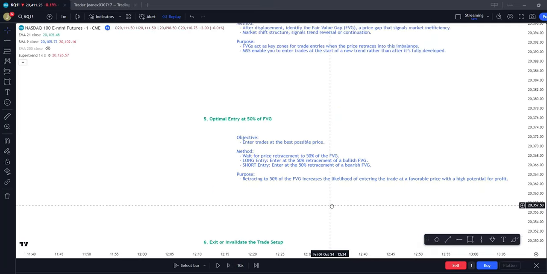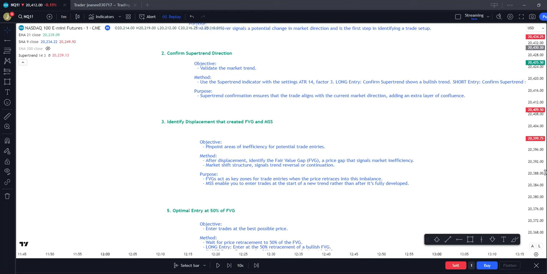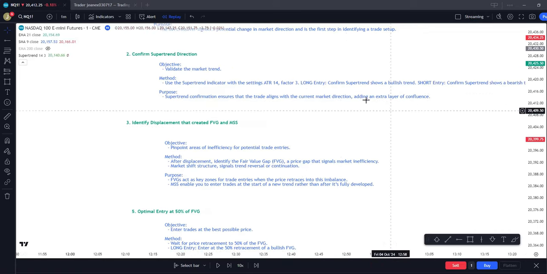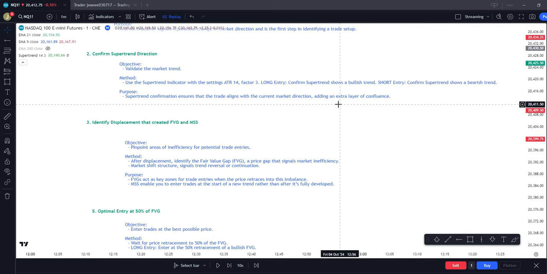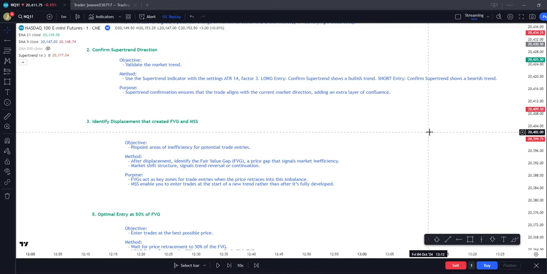So that's number two, the super trend. The super trend will validate the market trend and confirm if it is bullish or bearish. You already know the super trend and how it works. But the purpose of the super trend is mainly confirmation that your signal is aligned with the current market, so it's adding an extra confluence.